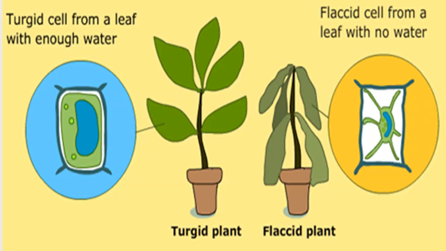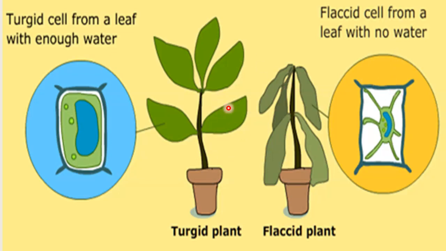Did you forget to water your plant? Oh, they are sad. You did not water them. They are thirsty. This condition is called flaccid. When you do not water the plants, they bend and they are sad. Their cells shrink and they lose water.